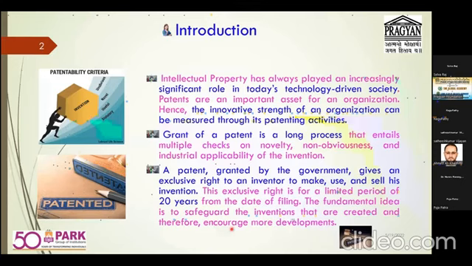So after 20 years, our idea, our invention, or my invention maybe vanishes. So this is very important. We can protect our inventions for 20 years. It's very, very important. And the fundamental idea is to safeguard our invention. So this is the main important thing there. So, to safeguard our invention, the Indian government has set up some patent offices.